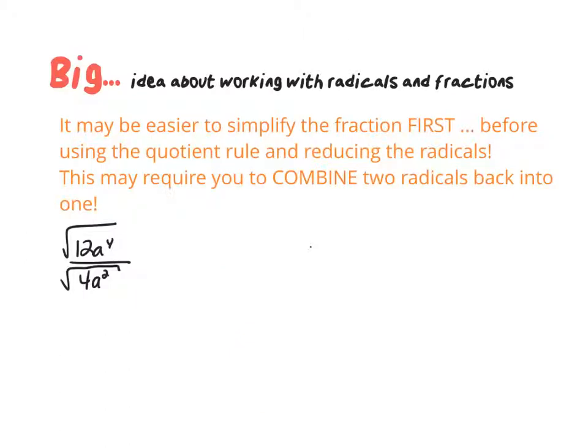This does bring up another big idea. Like before, we said it might be easier to simplify the fraction before you do the radicals, and that's still the case. But what we're looking at here is you might need to combine the radicals back into one giant one first to help make the problem easier. So for instance, what I notice here is I have 2 separate square roots being divided. So that means I could combine them back together into one single square root.